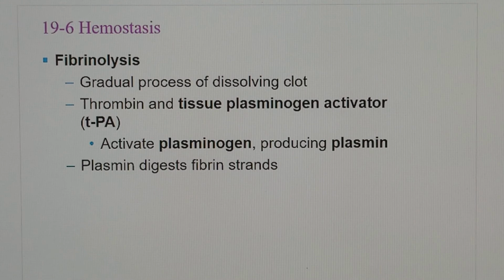Fibrinolysis is the gradual process of dissolving a clot. Thrombin and tissue plasminogen activator activate plasminogen, producing plasmin. Plasmin digests fibrin strands.